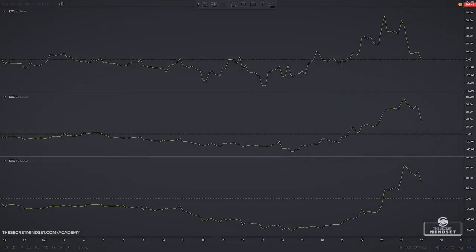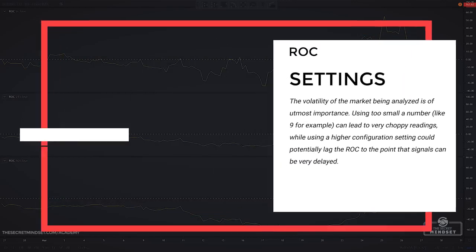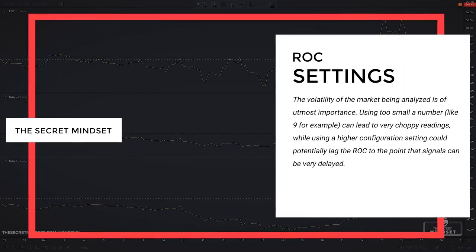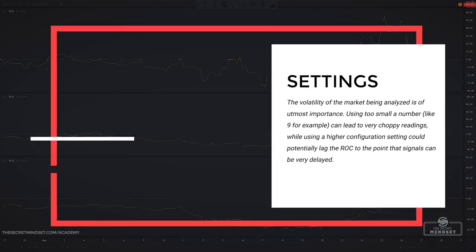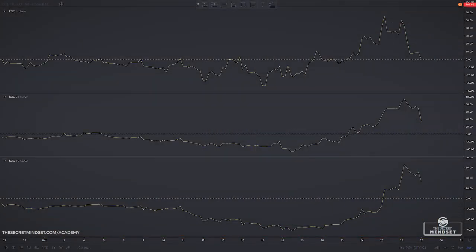The volatility of the market being analyzed is of course of utmost importance. Using too small a number, like 9 for example, can lead to very choppy readings, while using a higher configuration setting could potentially lag the price rate of change to the point that signals can be very delayed.